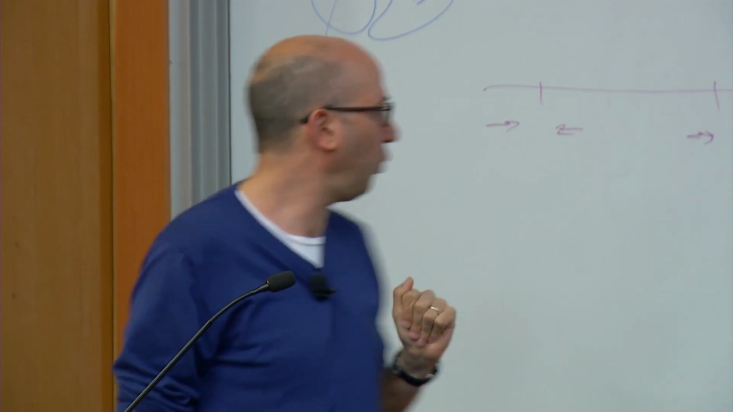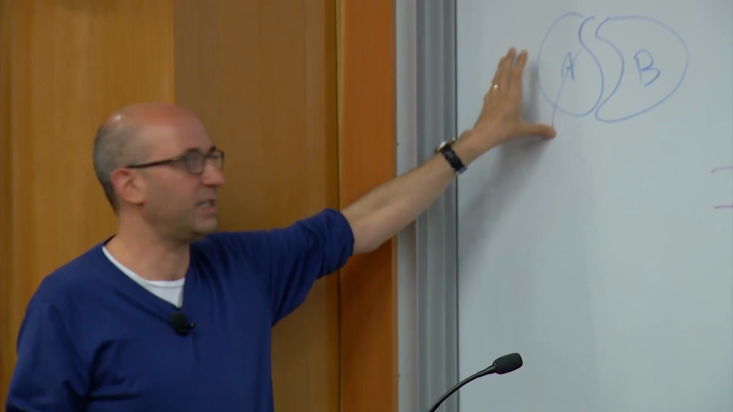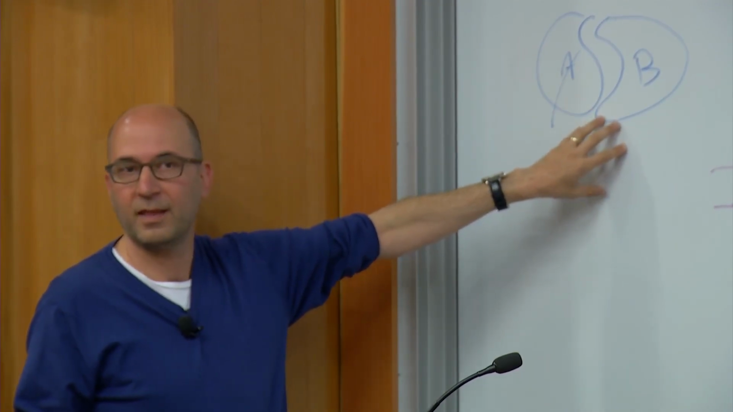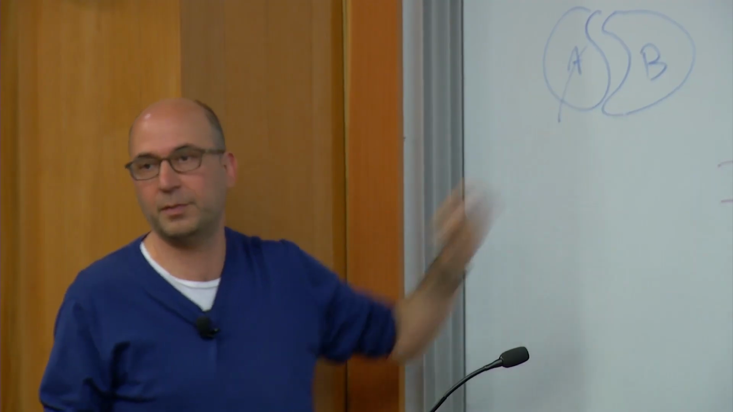So what then, if we had this type of complex AB, what would we expect for the pattern of deletion of A versus the pattern of deletion of B?